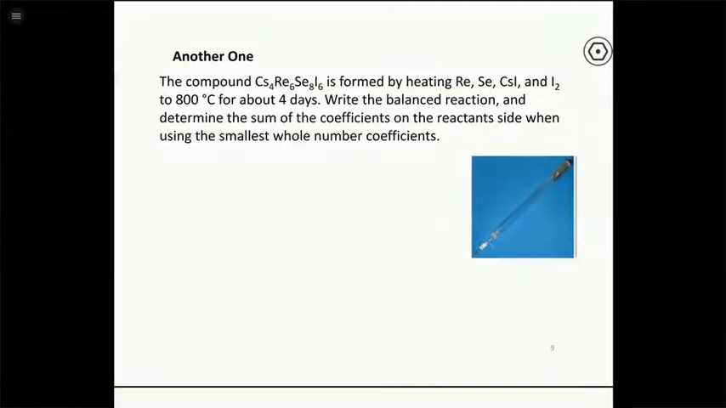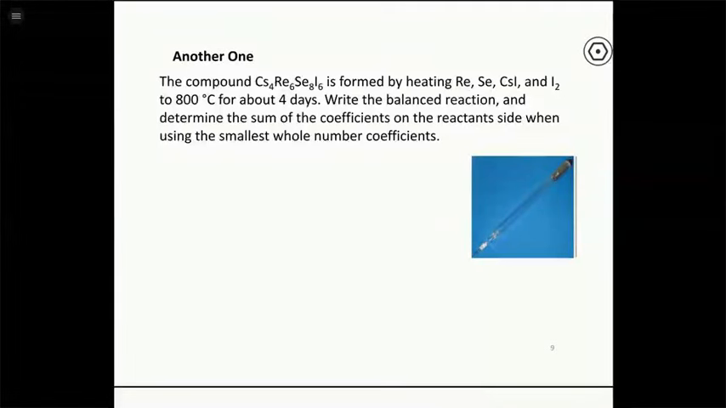And you can make this by just taking elemental rhenium, Re, elemental selenium, Se, cesium iodide, CsI, and then elemental iodine, which is I2. You just mix them up in a tube. You cook them at 800 degrees Celsius for about 4 days, and then this compound comes out at the other end. All right, so that's how you do the reaction. But we want to write a balanced reaction.